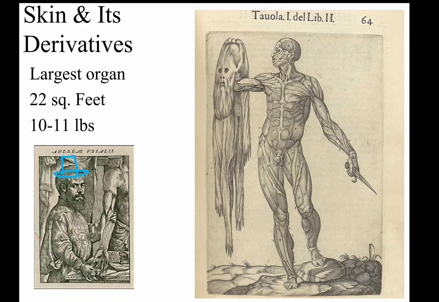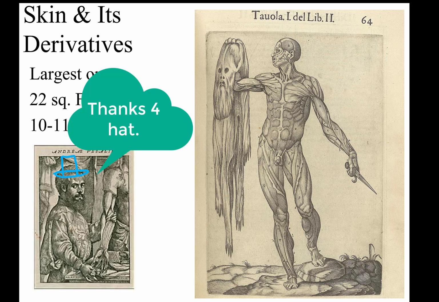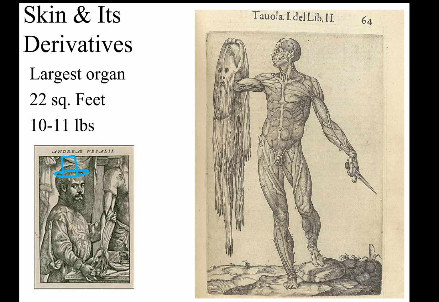To begin with, the skin is the largest organ, and yes, the integumentary system is considered to be an organ. It's about 22 square feet in surface area, and it weighs between 10 and 11 pounds. Obviously this is going to vary depending on how big the human in question is, but on average, those are the figures.